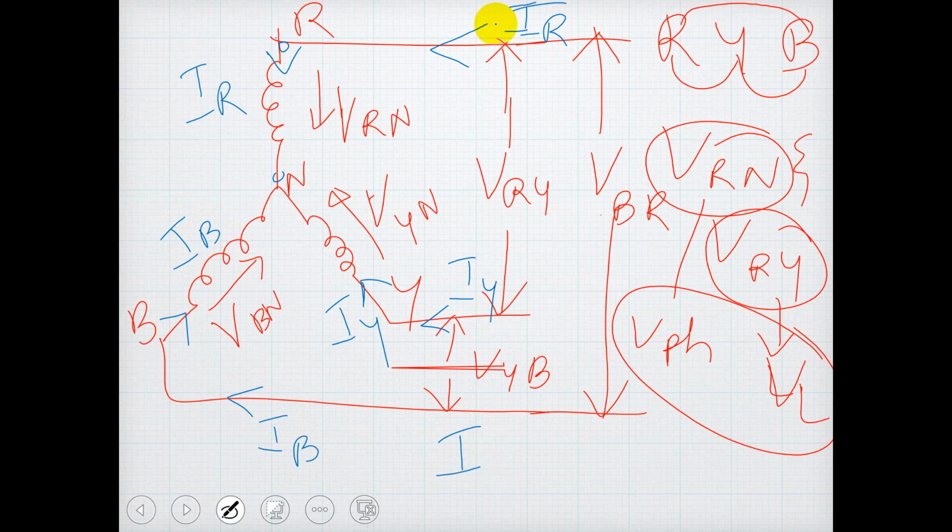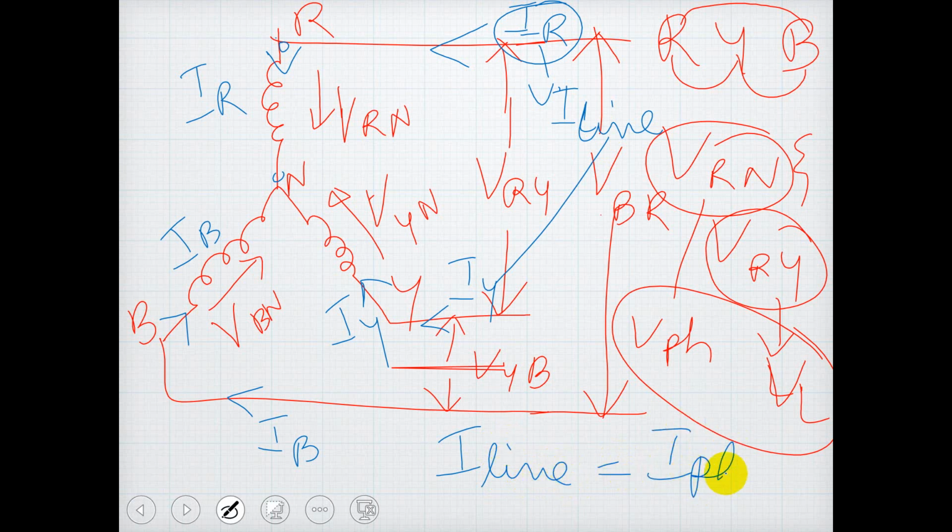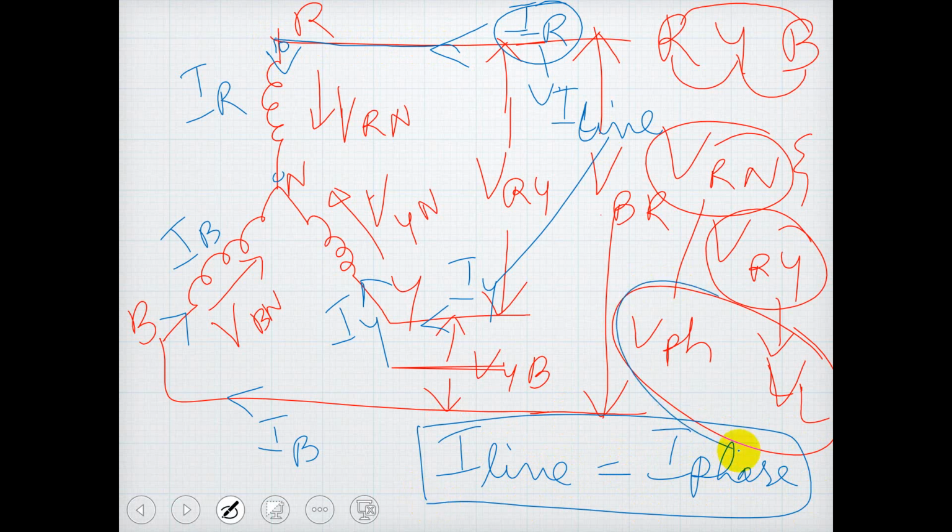So I can write IR is your line current, I line. This also is I line. So I line is equal to I phase, correct, from star. If you look at it, as soon as this current comes here, it is flowing in the winding, so it is the same as the line current in the phase. So this is anyway the same. Now we need to find the difference between these two, that is V phase and VL. So let us use the vector diagram to obtain the relationship between these two.